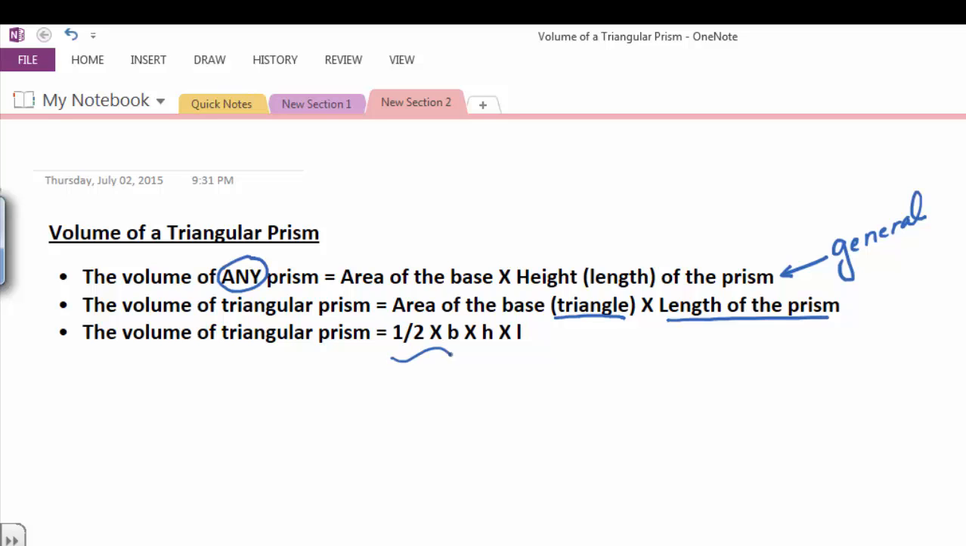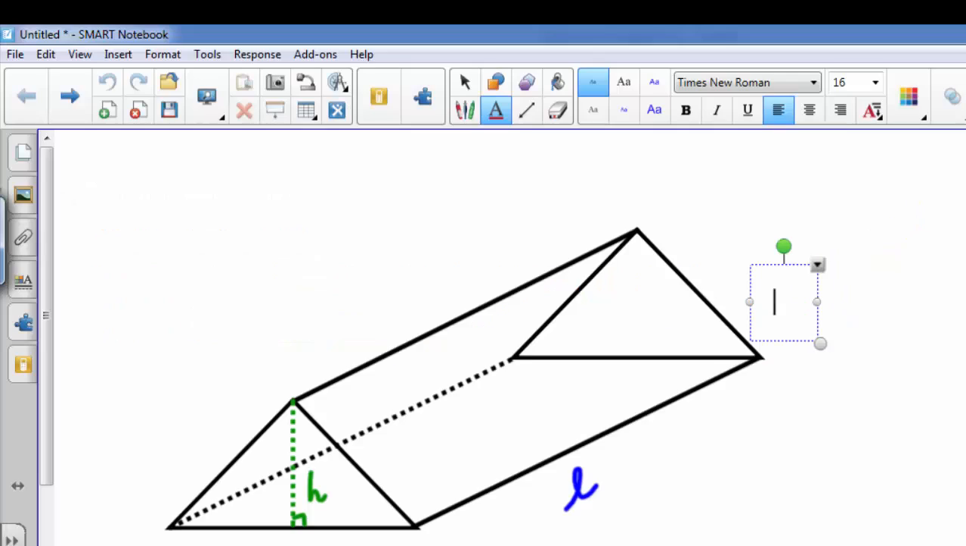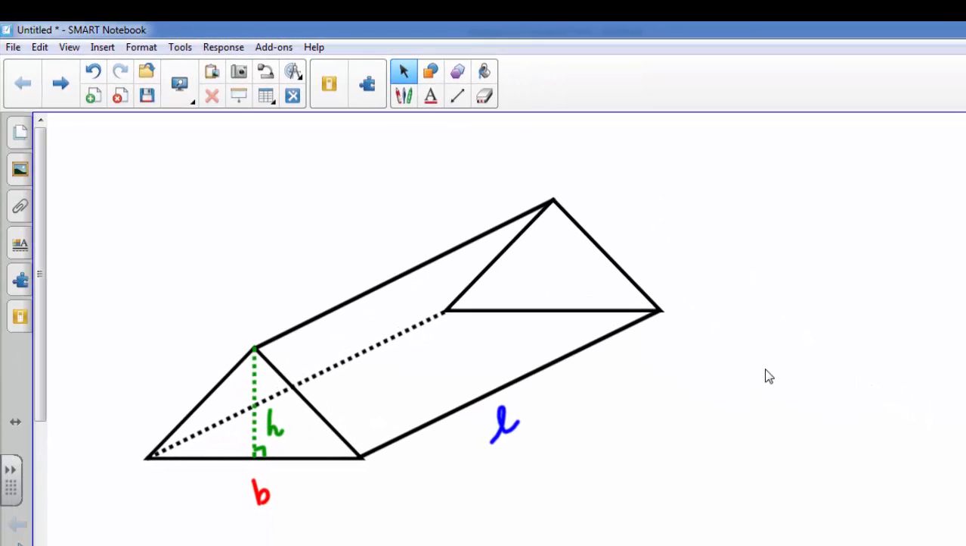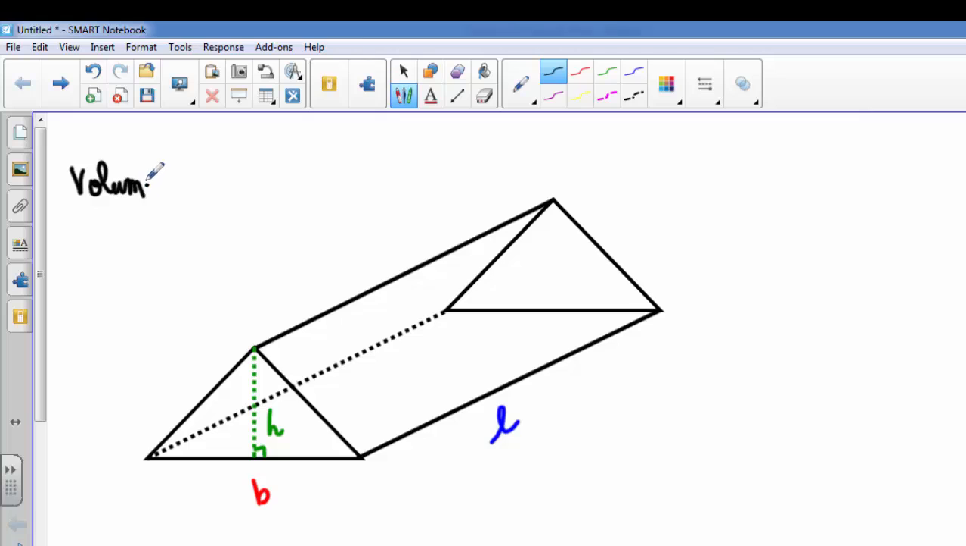Before we get to this level, and usually I don't encourage you to memorize but to understand the formula, let's go to any shape of triangular prism and we will find the volume together. As you can see, in this triangular prism the height or the length of the prism is L. We have the base of the triangle, which is b in this case, and h as the height of this triangle. Now if I'm looking for the volume, we said the volume equals the area of the base times the length of the prism. So let's check the area of the base.